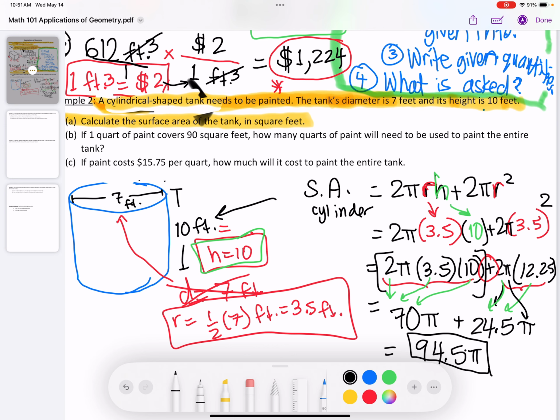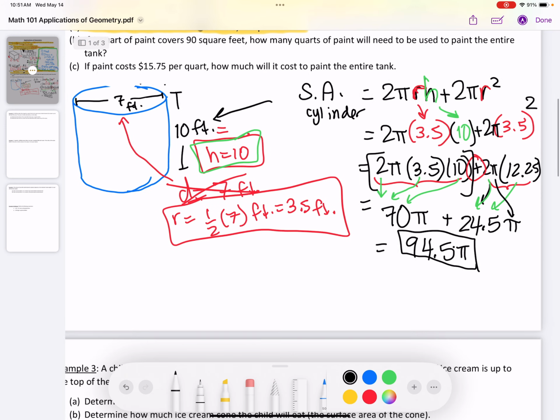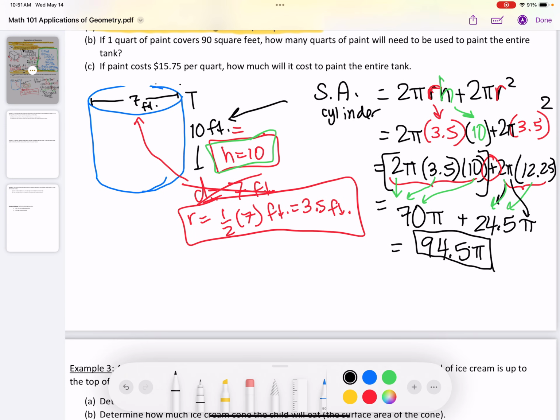And that's all. It's less work for me to leave it that way. I know pi is not really a nice visual answer. Like, what the heck am I supposed to do with that? But surface area would be measured in square units. In this case, we're talking about feet, so I'll write square feet. But if it was inches or centimeters, I would write square inches or square centimeters, whatever the case may be. So that was part A.